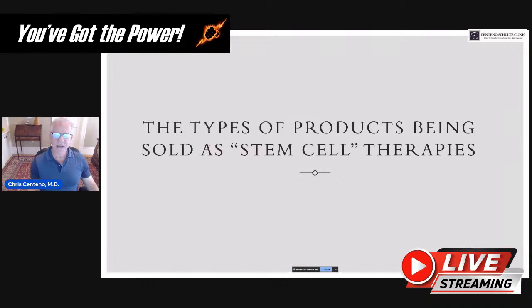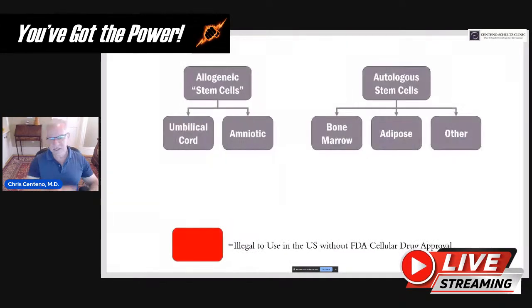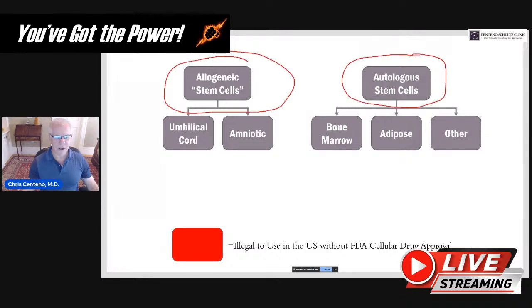So now we're going to get into the types of products that are being sold as stem cell therapies. So this is the big map here. We've got someone else's stem cells over here. We've got your stem cells over there. And then you can see the two main types for allogeneic right now being sold in the US, umbilical cord, amniotic. And then as far as autologous, primarily bone marrow and adipose are the two we'll cover today because that's about 95% of what's used.